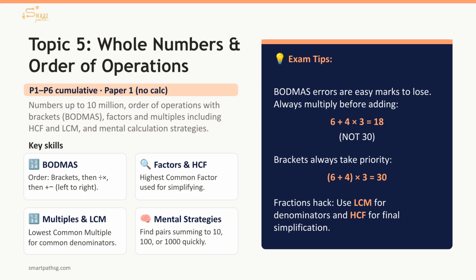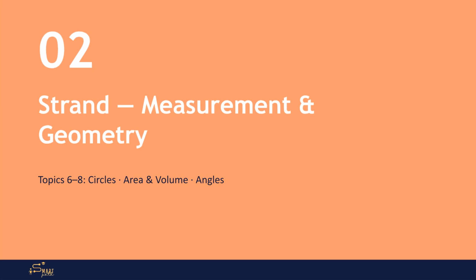LCM, or lowest common multiple, and HCF, or highest common factor, are often tested within fractions or word problems rather than standalone. Now for measurement and geometry, featuring 3 topics, all with new P6 content. Circles and quadrilateral angles are brand new at P6.